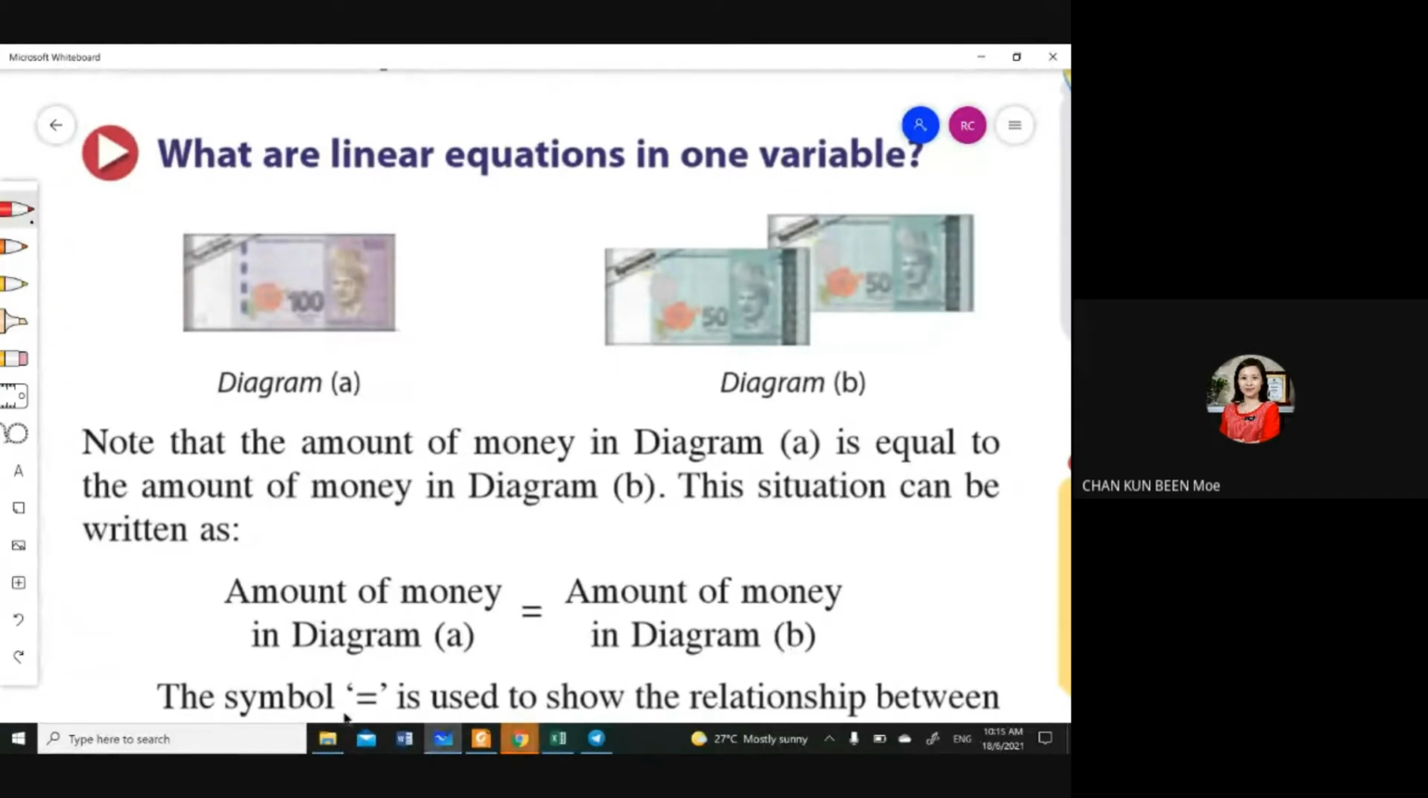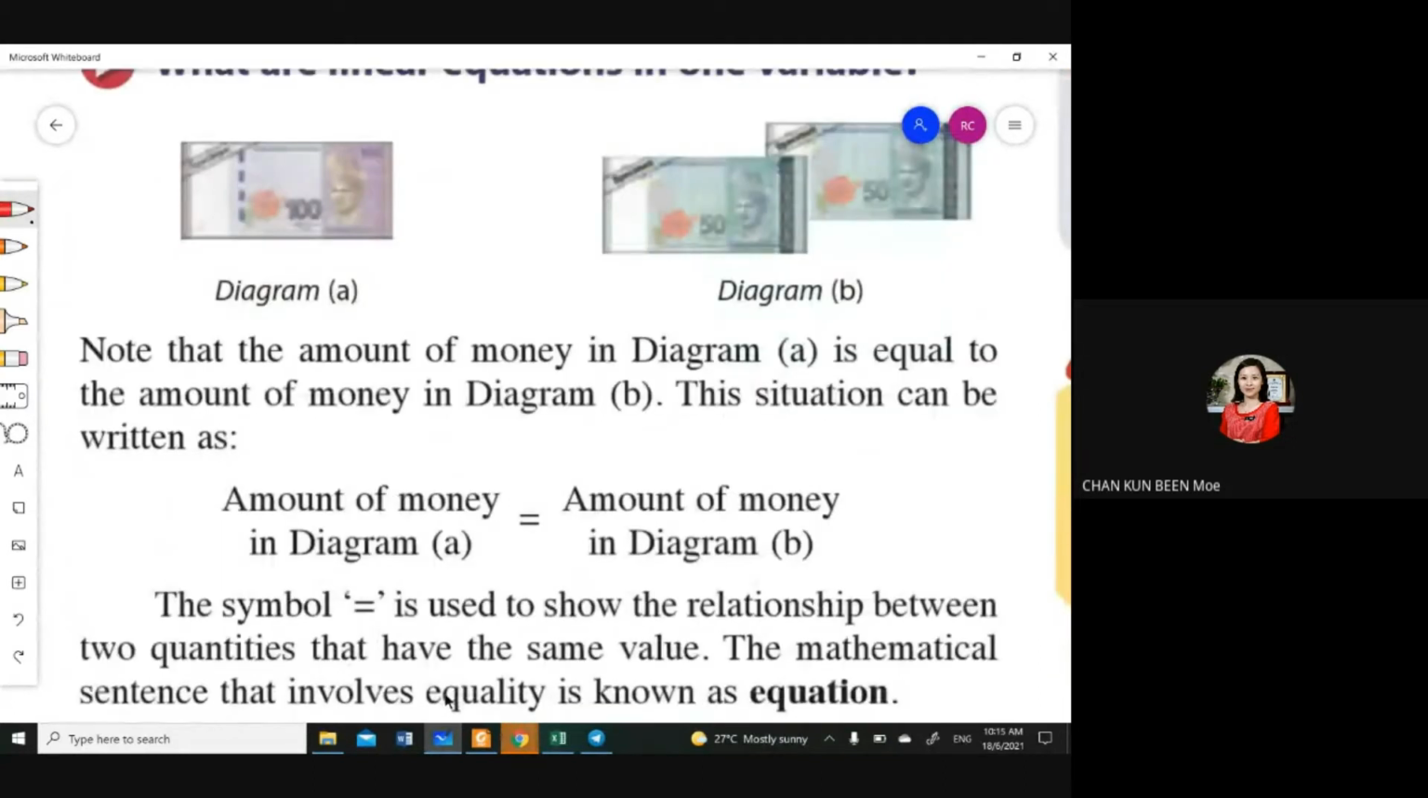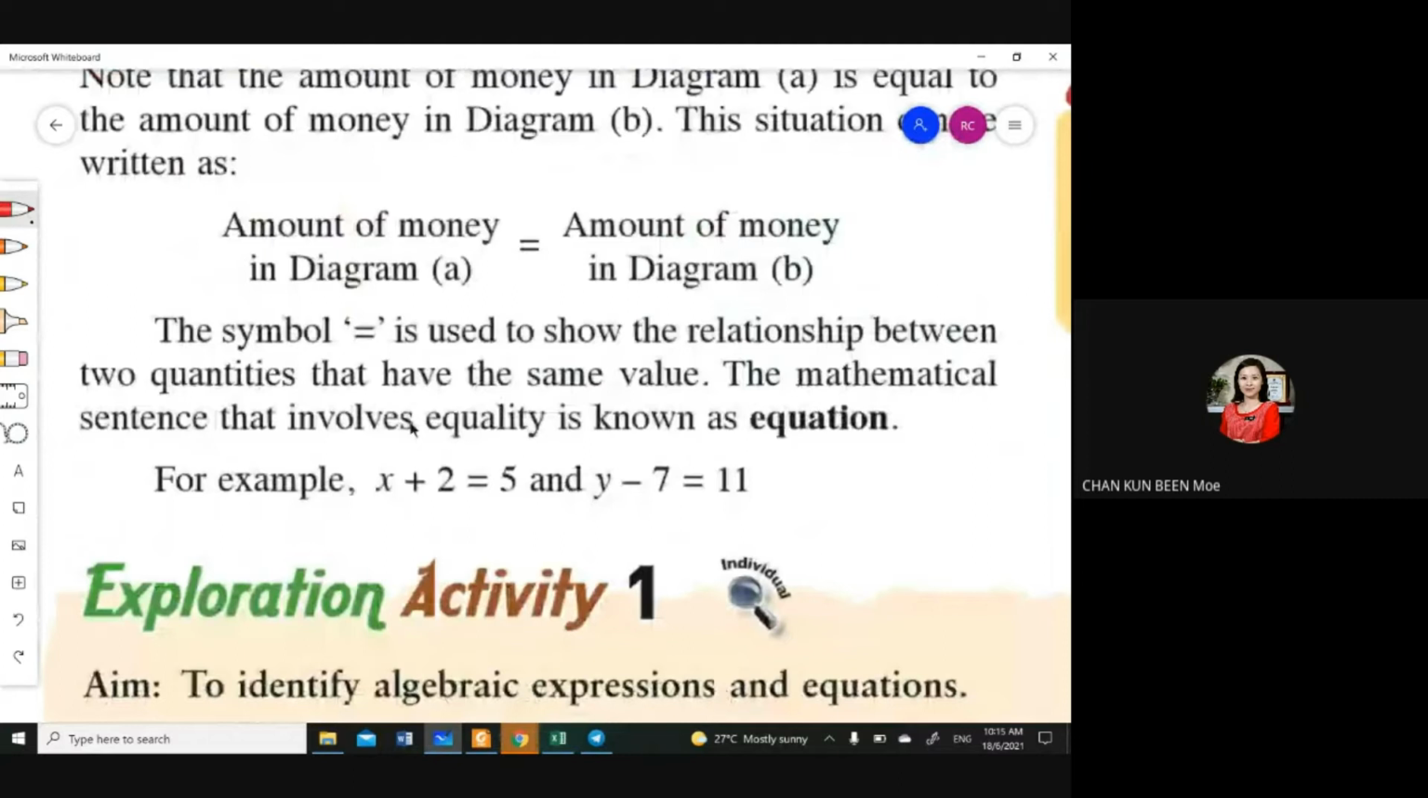So the equal sign, this symbol is used to show the relationship between two quantities that have the same value. And then the mathematical sentence that involves equality is known as an equation. So equation in Malay is persamaan. For example, x plus 2 equal to 5 and y minus 7 equal to 11. We call these equations.